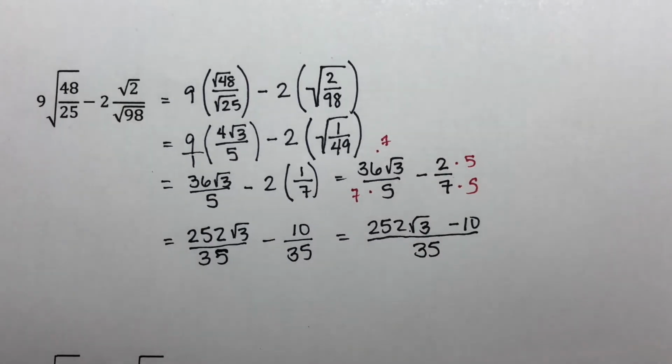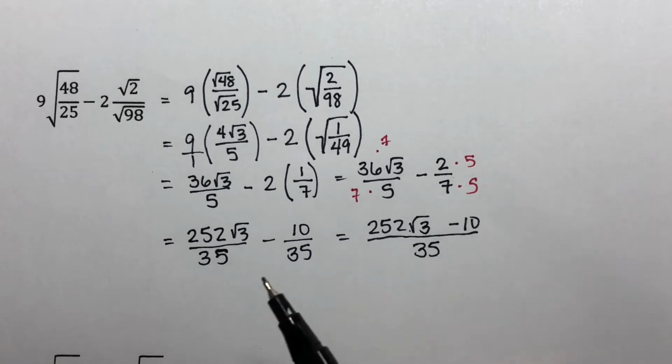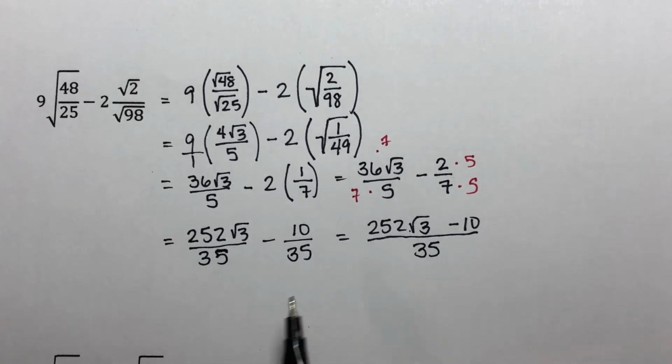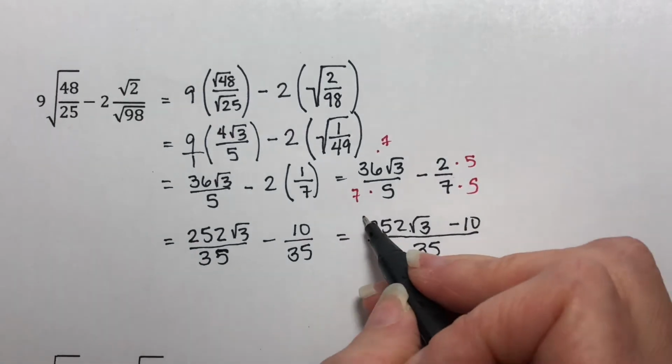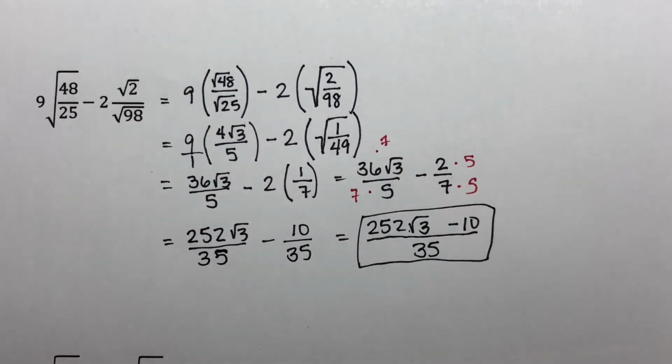I would reduce this fraction if I could. The only thing I could factor out of these two to try to reduce would be a 2, and 2 doesn't reduce with 35. This is your answer. We're not allowed to combine these because this one doesn't have a square root on it at all, much less one that matches this one. So this whole thing is our answer. It's kind of ugly, but it's better looking than that.